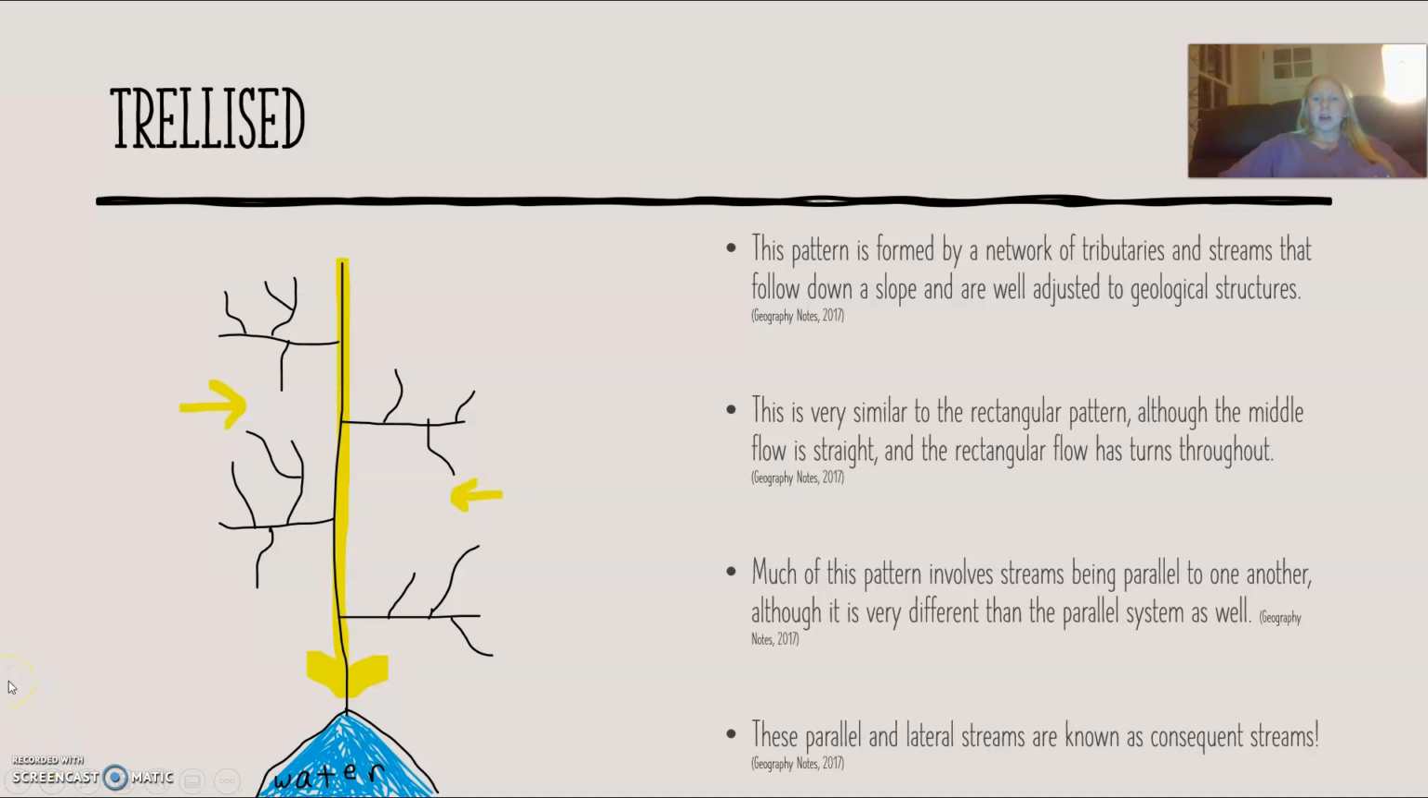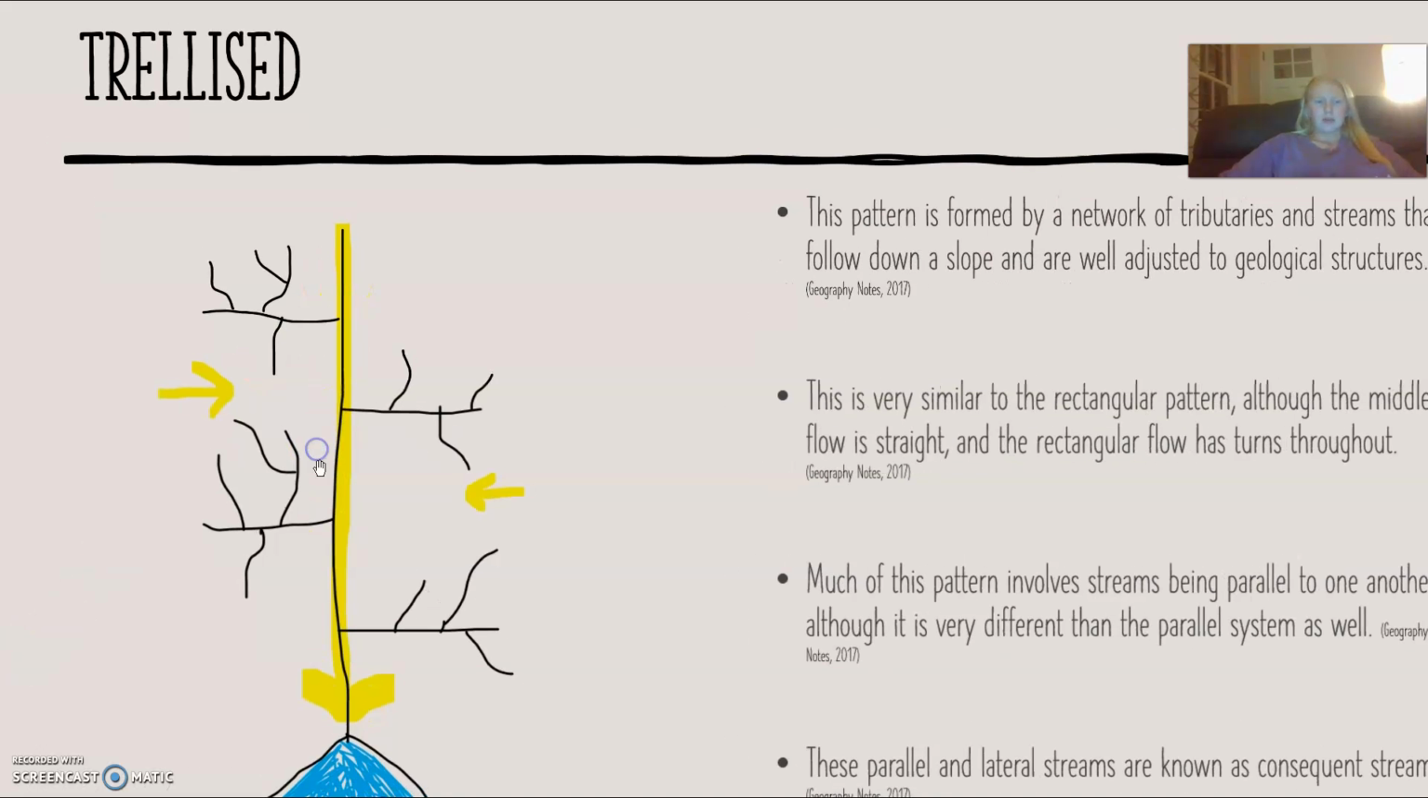So now for the trellis pattern. This pattern is formed by a network of tributaries and streams that follow down a slope and are well adjusted to geological structures. This is a very similar pattern to the rectangular pattern, although the middle flow is straight down and the rectangular flow has turns.